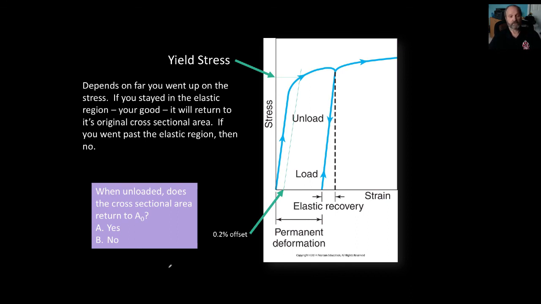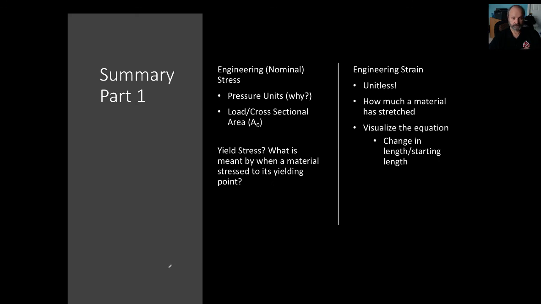So that's exactly what this slide says. It depends how far you went up the stress-strain curve. If you stayed in the elastic region, you're typically good. It'll return to its original length and cross-sectional area. If you go past the elastic region, then you're in the plastic region. Plastic means it's a permanent deformation.